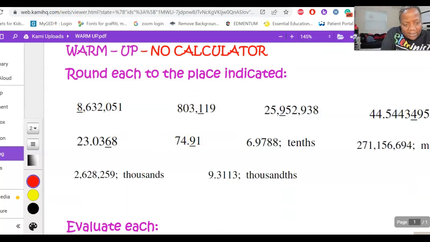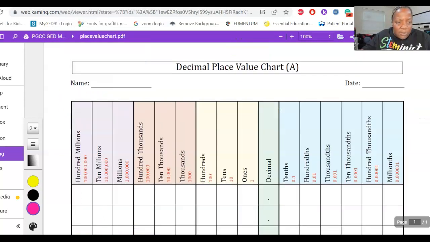My first one is asking me to round to a place value, and the 8 is underlined. So we ask ourselves, what place value is that 8? Notice it's not a decimal number. You don't see a decimal, but remember there's always an invisible decimal right here, so you can start counting: 1, 2, 3, 4, 5, 6, 7 places. You see that? That's in the millions place, and that's where I'll be rounding to.